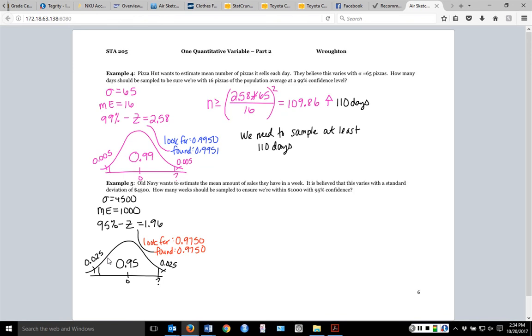And then we have everything to plug into our formula. So our n has to be at least as big as, this time, our z is 1.96. Our standard deviation was estimated to be $4,500. The margin of error that we don't want to be more than $1,000 off. And then we square, giving us 77.79 weeks here. But again, want to round that up to 78 weeks. So we need a sample at least 78 weeks.